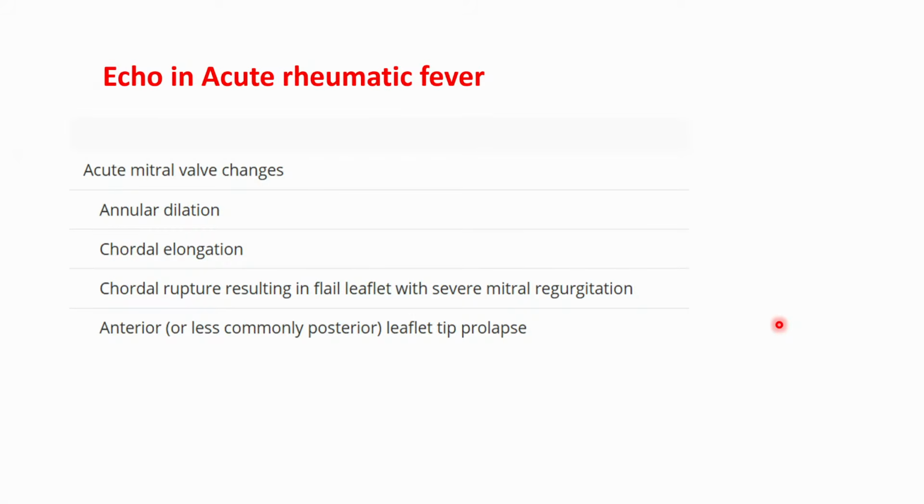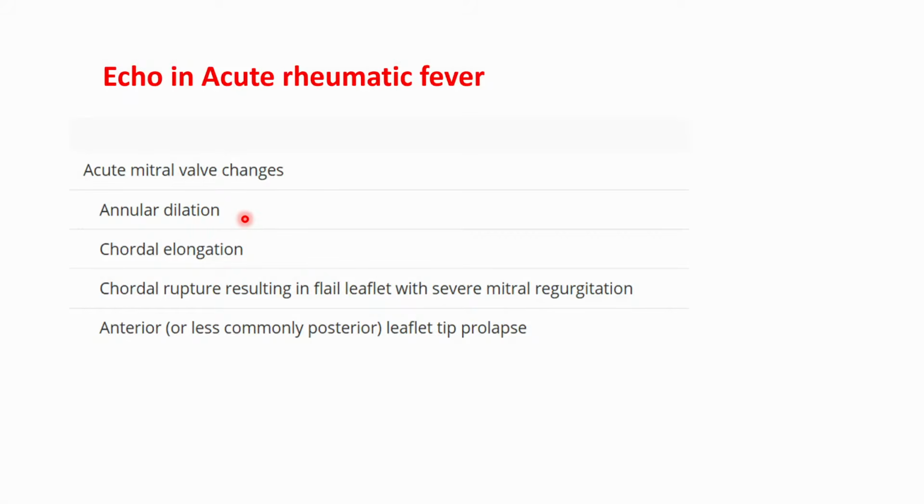And coming on to acute rheumatic fever, a few criteria. So what are the findings in acute rheumatic fever? We get annular dilatation. In children, we commonly see acute rheumatic fever between 5 to 15 years. There will be associated fever, joint pain. These findings will be there.